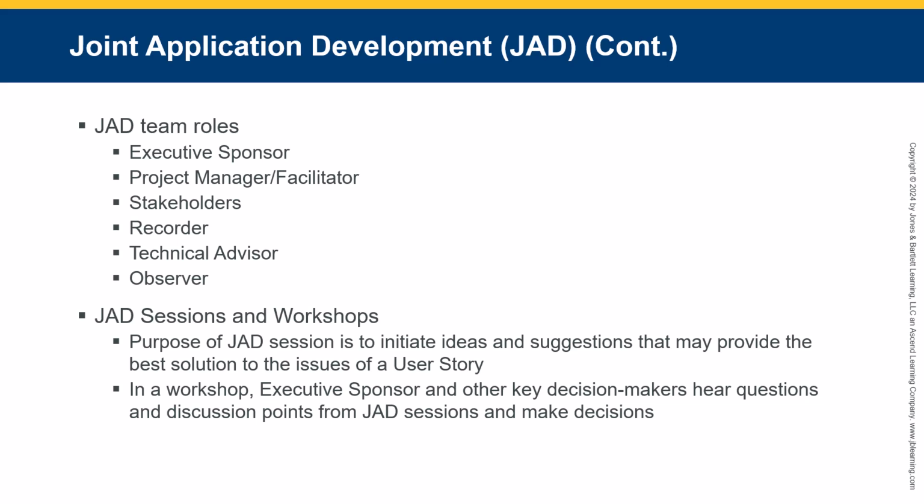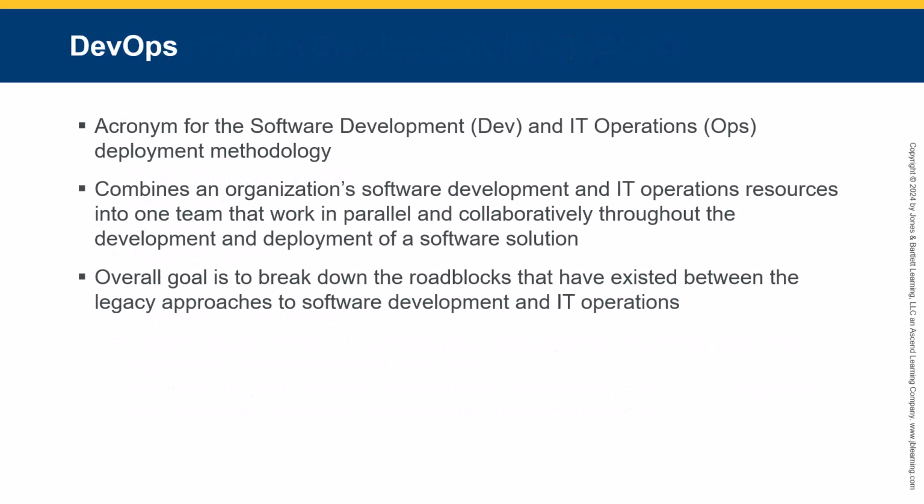The sessions and workshops are essentially the beginning or the initiation portion of where the ideas and suggestions that may be provided for the best solution for that user story. That's where this starts. In a workshop, the executive sponsor and other key decision makers will hear questions and discussion points from the different session stakeholders, and they make their decision to figure out the pathway to move forward.